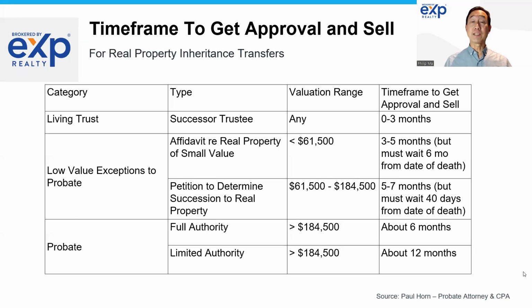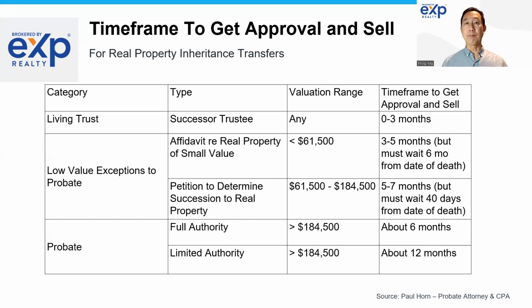In this chart, I've summarized the 3 categories of inheriting real property, along with the valuation range of the assets for each category, and the time frame to get necessary approvals and sell the real property. With a living trust, the successor trustee is usually named in the trust document. That person can dispose of the property very quickly.